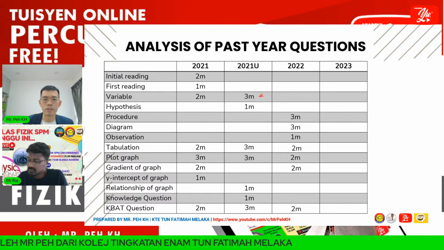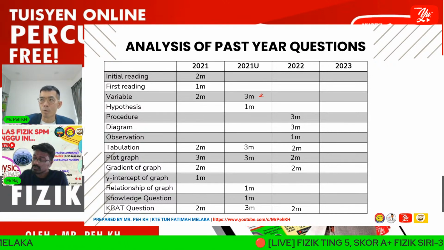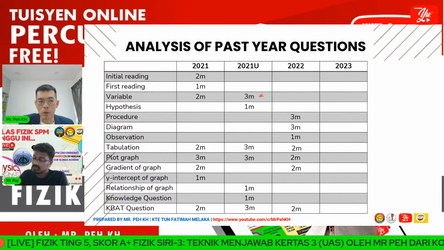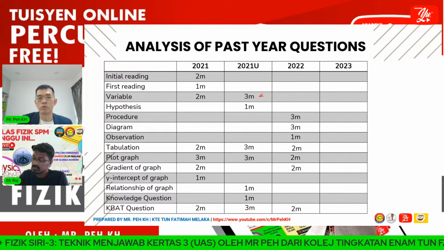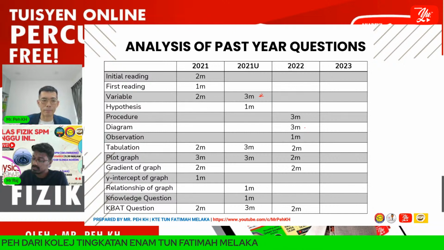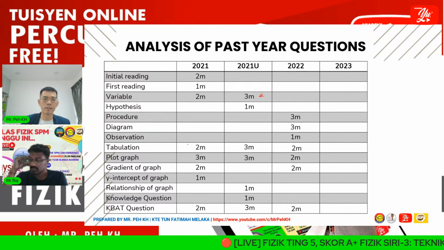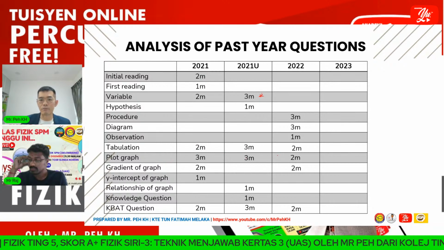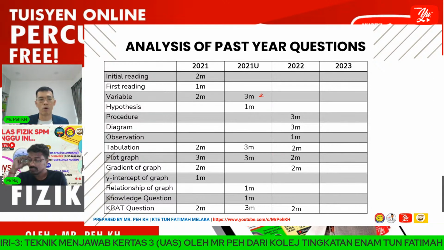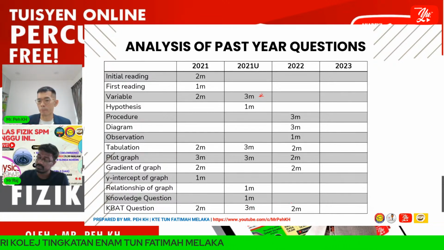Okay, then for 2022, the procedure is asked, because in 2022 there will be the question related to practical work tugasan amali tidak membantu. So the student needs to write the procedure on their own, based on the situation given by the question, together with the apparatus and material provided. Okay, then 3 marks for diagram, observation 1, tabulation. You can see tabulation is very important, right? So seen here, starting from 2021, there will never be a miss for this type of question. And then again, plotting the graph. Okay, so later I'll show you how you can get the full marks for this type of question. And then gradient of the graph. Last, again, there will also be 2 marks for KBAT question.